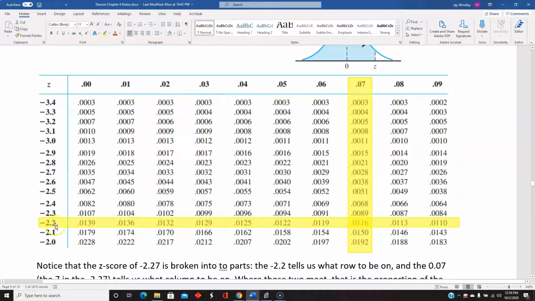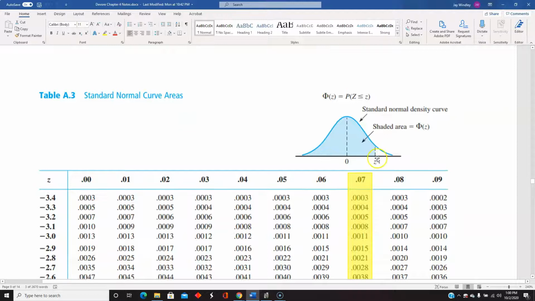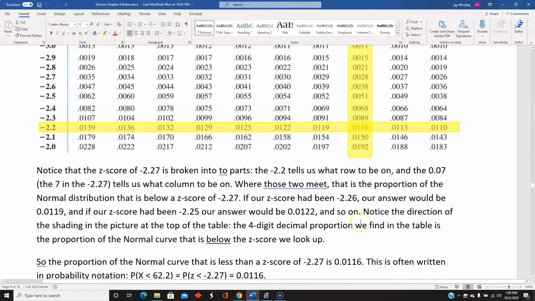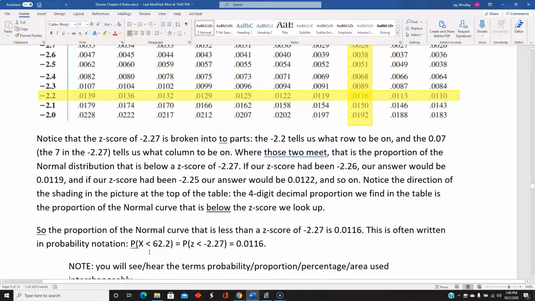And if our z-score had been negative 2.26, then our answer would be 0.0119. If our z-score was negative 2.25, then our answer would be 0.0122. So we're looking at a z-score in the margins of the table, and then the probability or proportion or the area under the normal curve to the left of that z-score is reported to us in the table. So the proportion of the normal curve that's less than a z-score of negative 2.27 is 0.0116. So I like writing this as a probability statement, first in terms of the raw data, and then a probability statement in terms of the z-score, and then the answer that I get from the table.